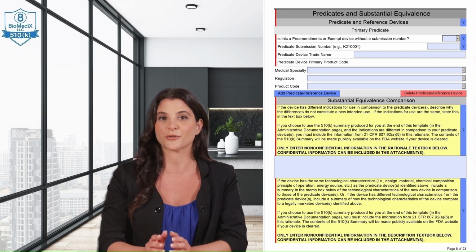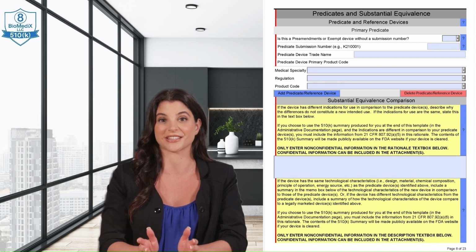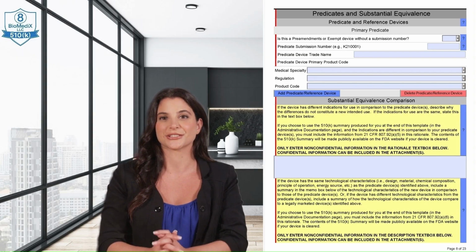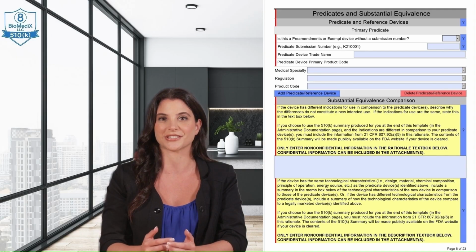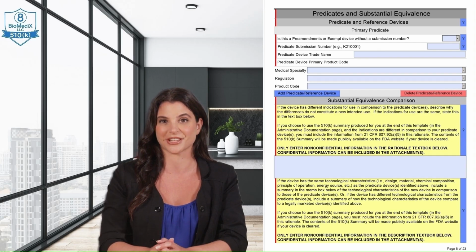The substantial equivalence comparison section requires a description of why differences in indications for use do not constitute a new intended use, or a statement if they are the same. Ensure that differences in intended use are explicitly justified to avoid substantial equivalence objections. This information will be publicly available in the 510K summary, so only non-confidential information should be entered.